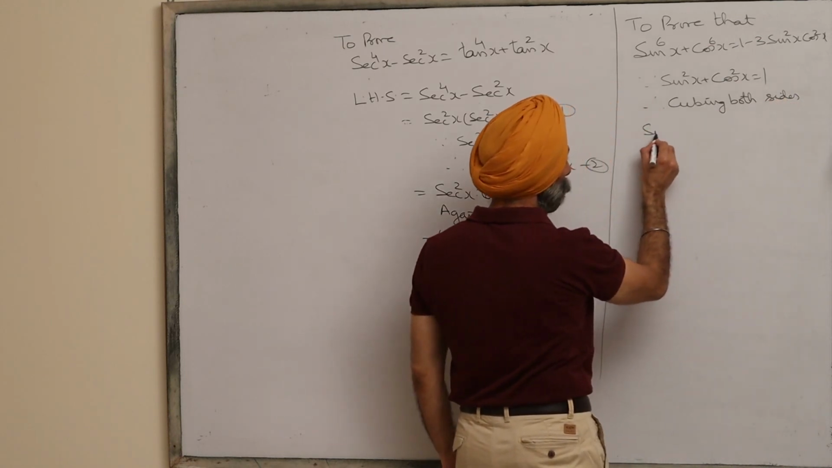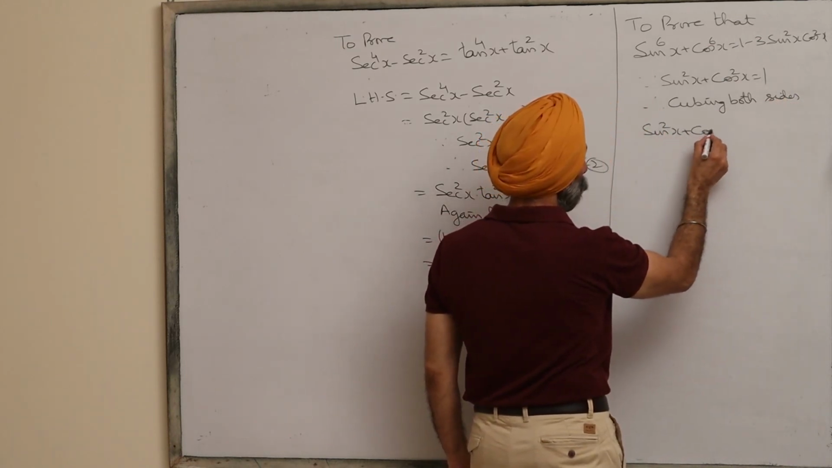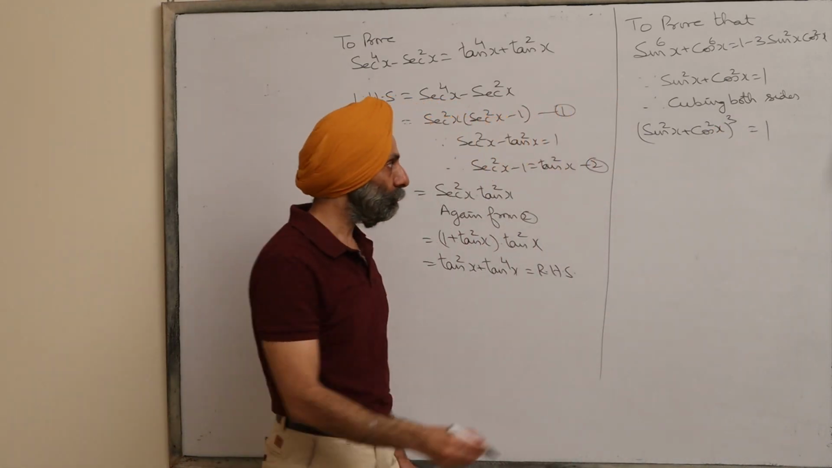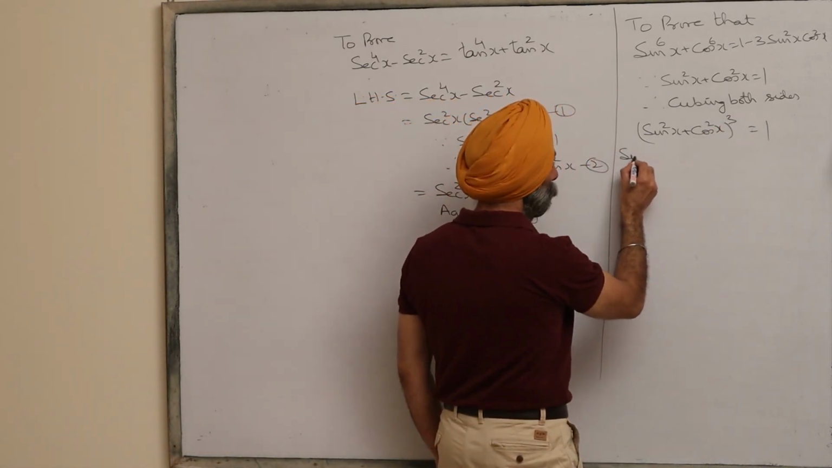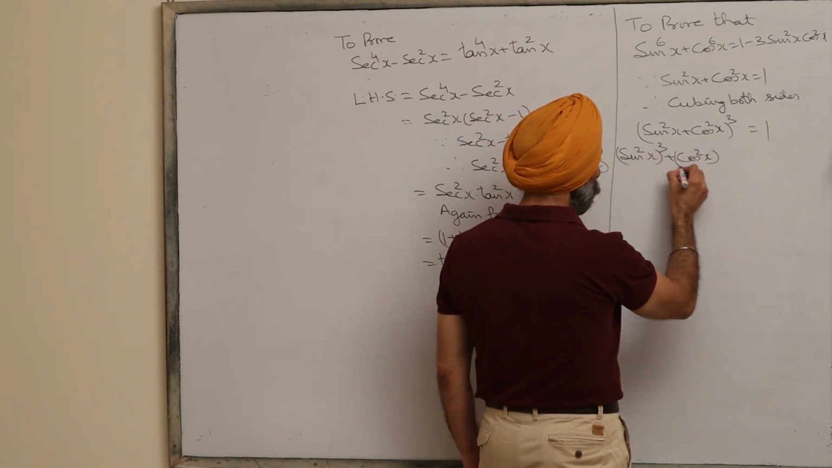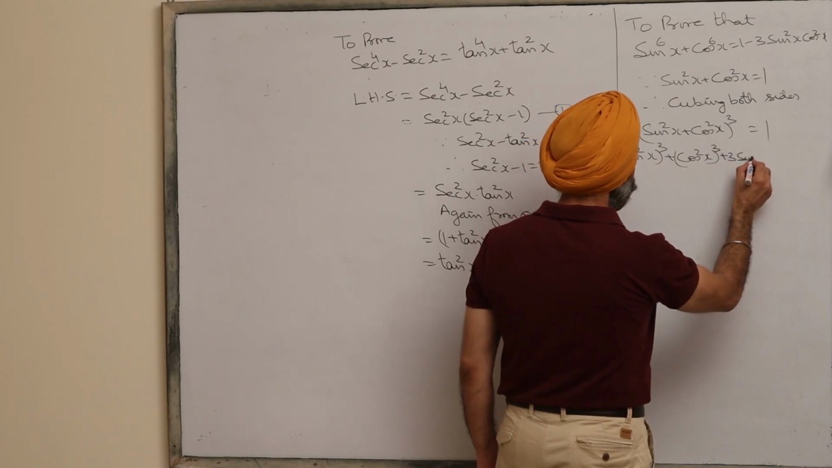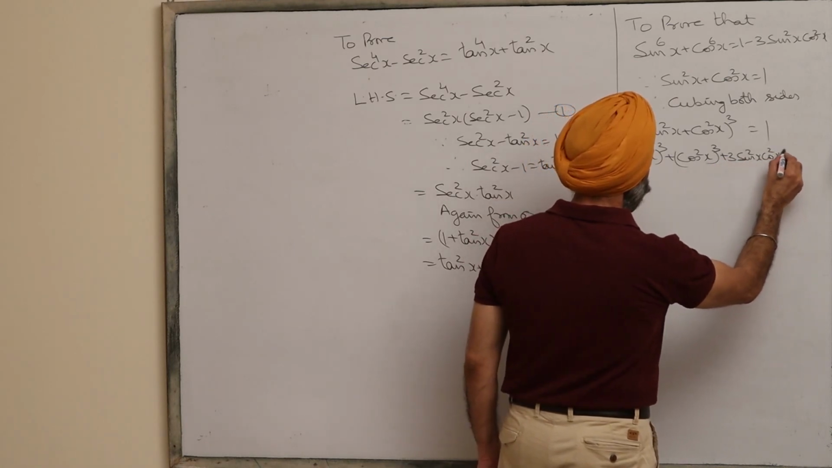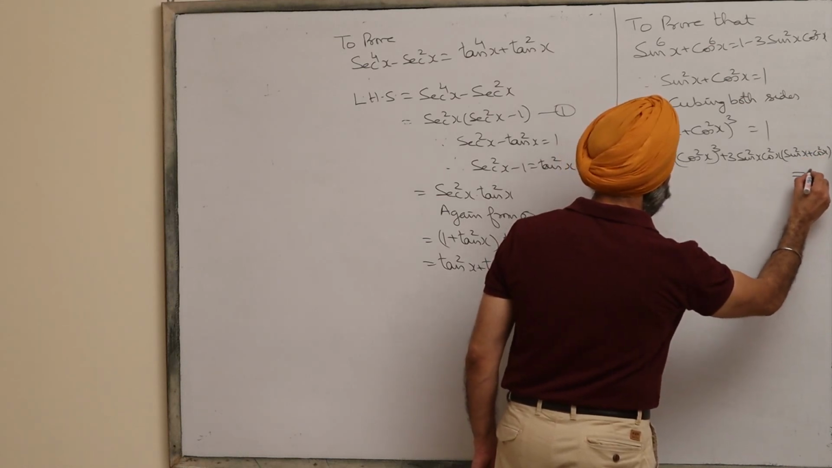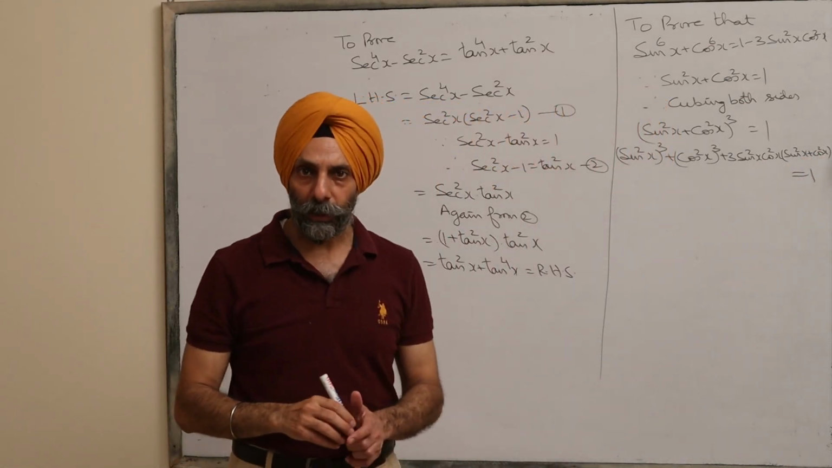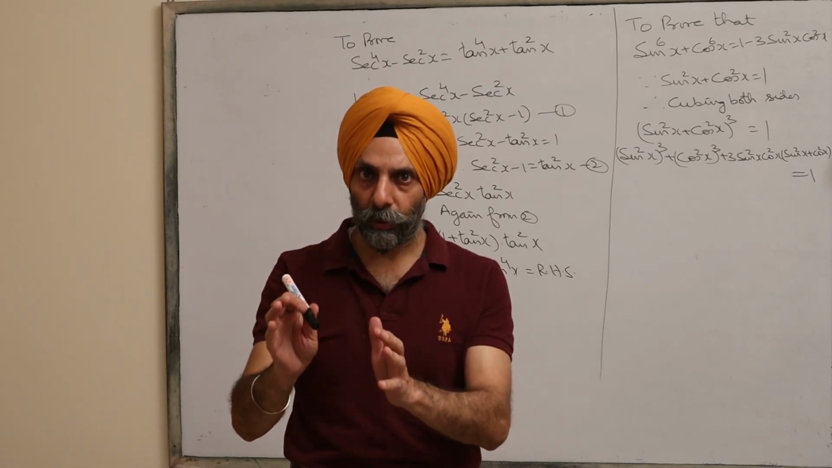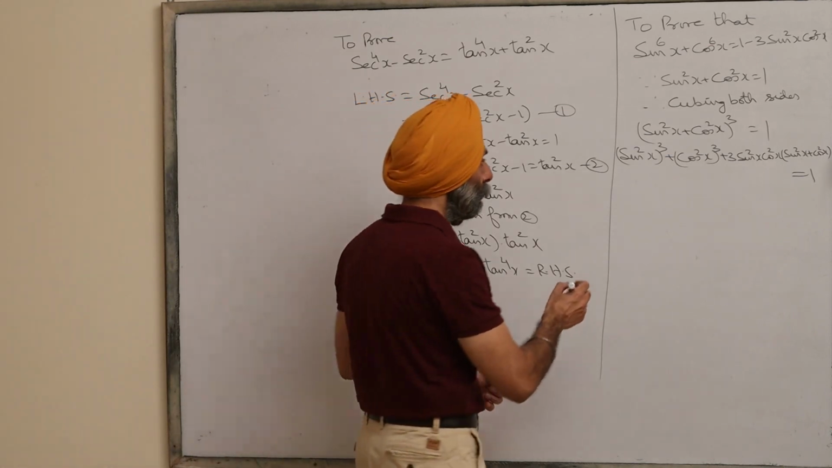So what do we have? (sin square x plus cos square x) whole cube, which is equal to 1. So it is a cube plus b cube plus 3ab into (a plus b) is equal to 1. That is simply using the formula, that is (a plus b) whole cube is a cube plus b cube plus 3ab into (a plus b).